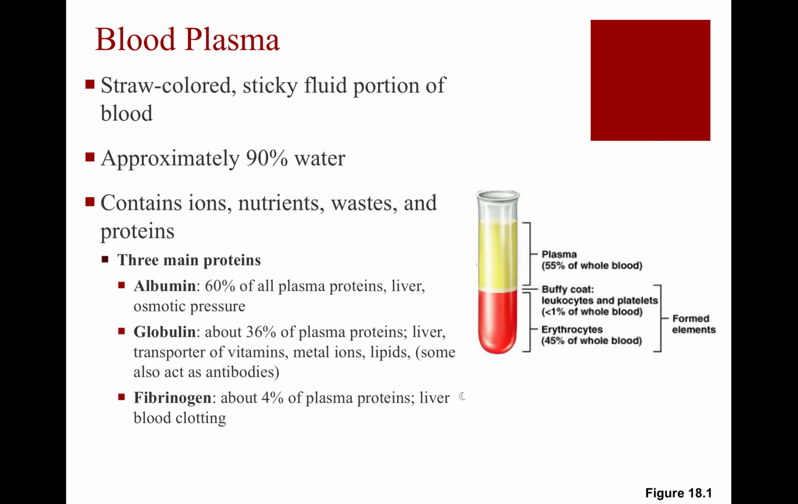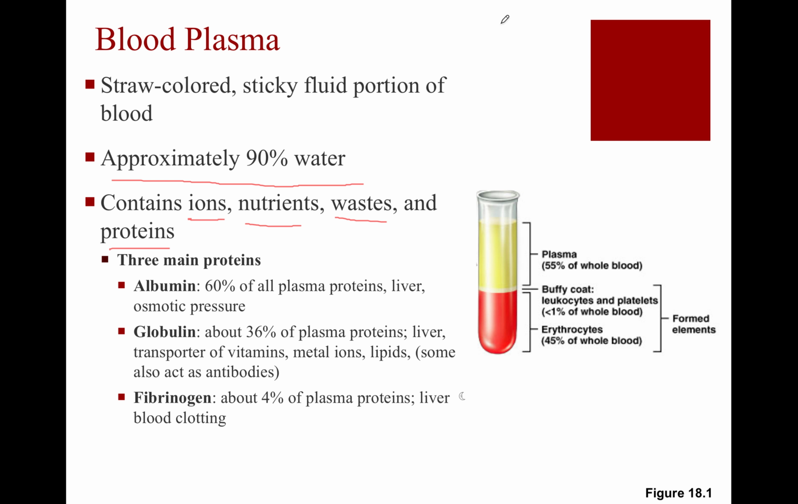Now let's go ahead and start taking a look at the components of blood in a little bit more detail. So we're going to start by looking at your plasma, which forms about 55% of your total blood volume, as you can see right here. In reality, it's kind of a yellowish color. It is sticky, and as you notice, it contains a significant amount of water, 90% water. So the fluidity of your blood comes from the fact that plasma contains a significant amount of water. But as you notice, it contains ions, nutrients, waste, and proteins.